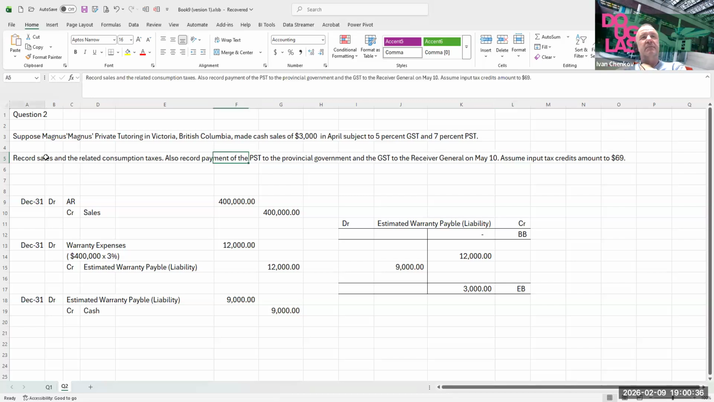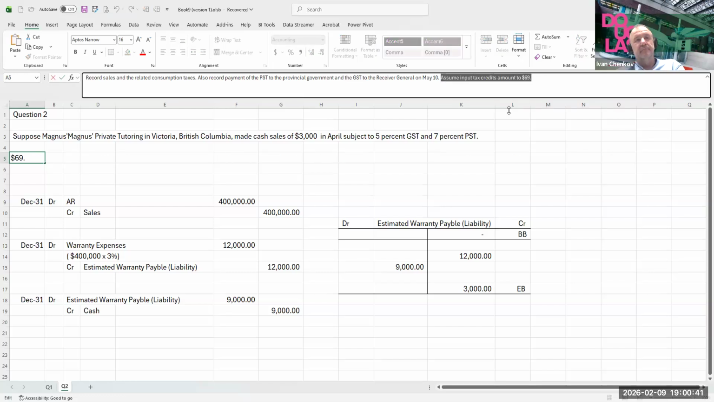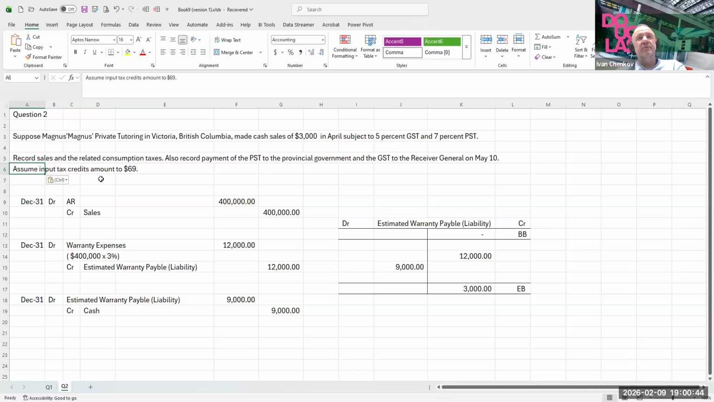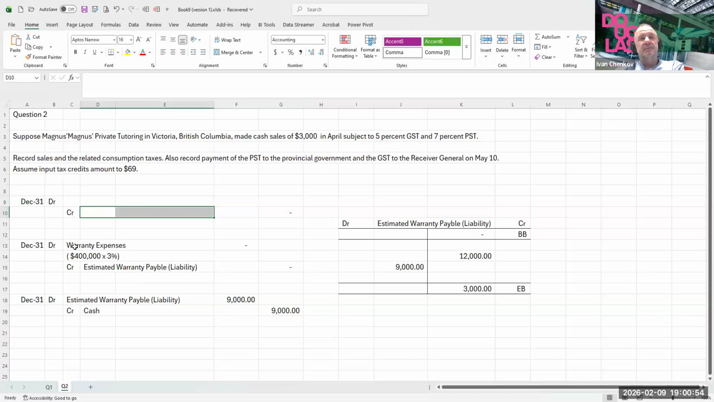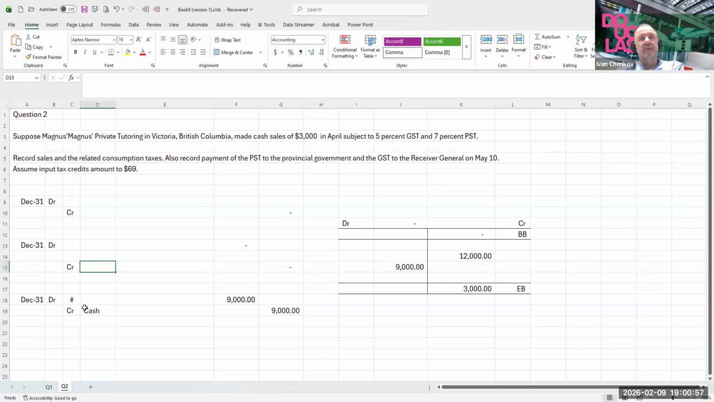Now what we have to assume is that the input tax credit amount is $69. So I'm going to delete some things here. And now we can start. Which accounts are we going to use here? We have to use 2 accounts: GST payable and GST recoverable.